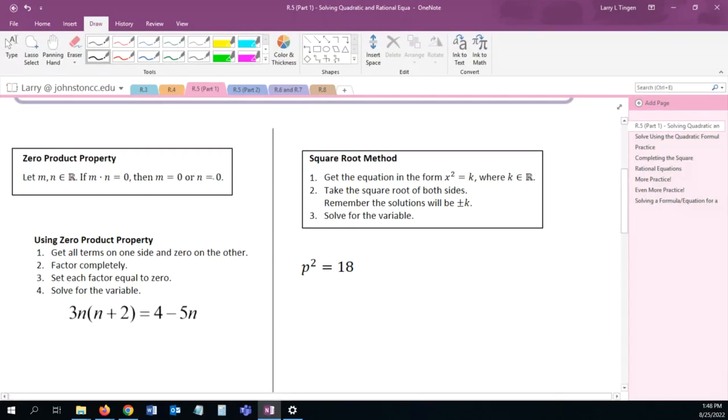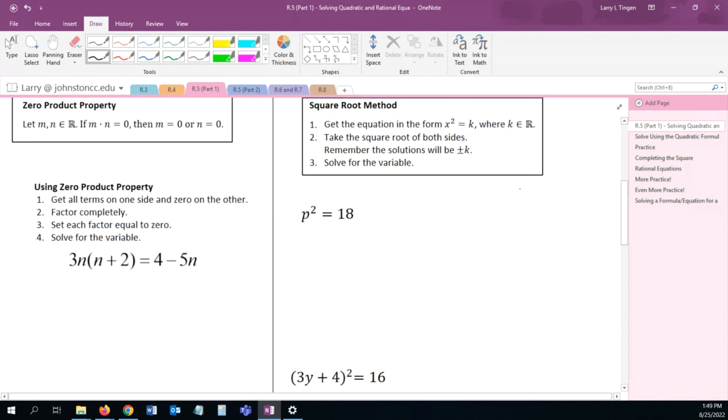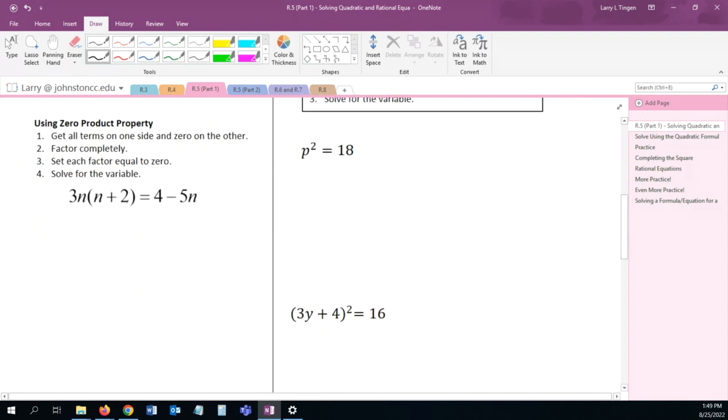And the reason it works for 0 is because anything times 0 is 0. And if you multiply two numbers that are non-zero, you will never get 0 as the product. So it's a special feature of 0. So how am I going to use this to my advantage? Well, I'm going to work my way to a problem where I have two things multiplying to give me 0, and then use it. So let's solve this equation down below it. 3n times quantity n plus 2 is equal to 4 minus 5n.